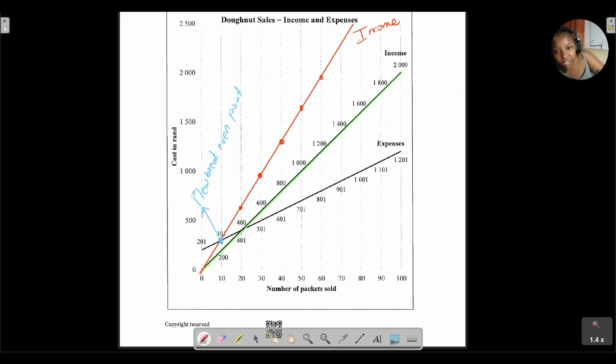But let's look at the previous break-even point. It was here. This was the previous break-even point. So what do we see? If you increase the selling price, it definitely increases the income. And if it increases the income, what happens to the break-even point? It lowers the break-even point. The initial break-even point was here, but because the selling price has increased, ultimately increasing the income, the break-even point has now lowered.